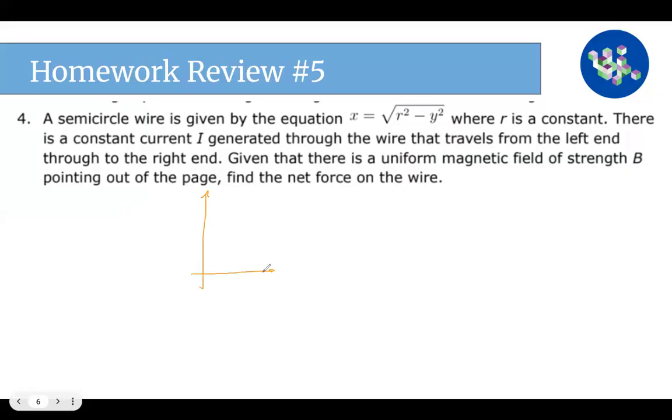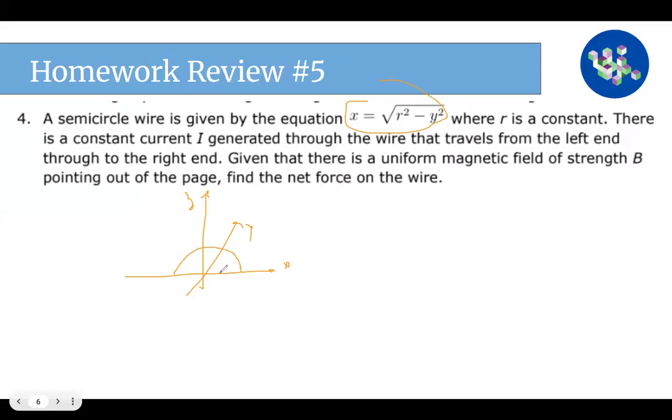Let me set up my coordinate axis. So this will be my x direction, this will be my y direction, and this will be my z direction. So this is the equation of my semicircular wire. It looks something like this.